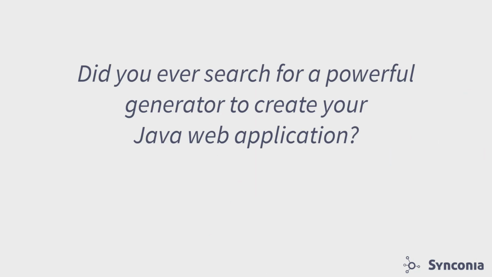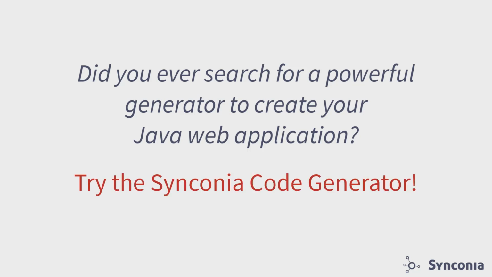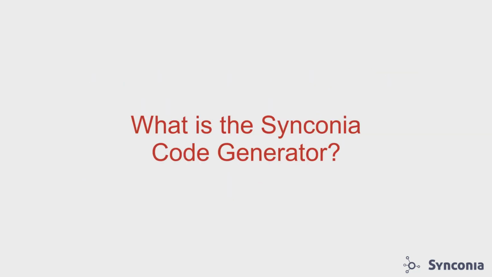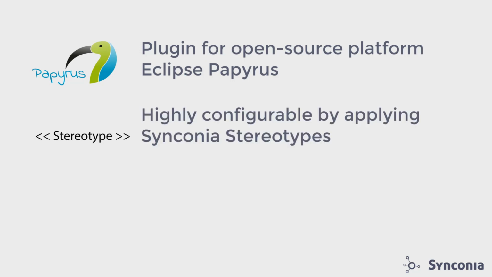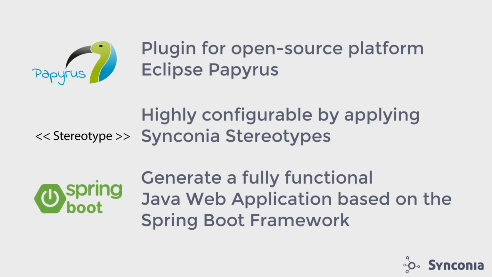Did you ever search for a powerful generator to create your Java web application? Then you should try the Synconia Code Generator. Okay, what is the Synconia Code Generator? It is a plugin for the open source Eclipse Papyrus platform. Highly configurable by applying Synconia stereotypes to generate a fully functional Java web application based on the Spring Boot framework.